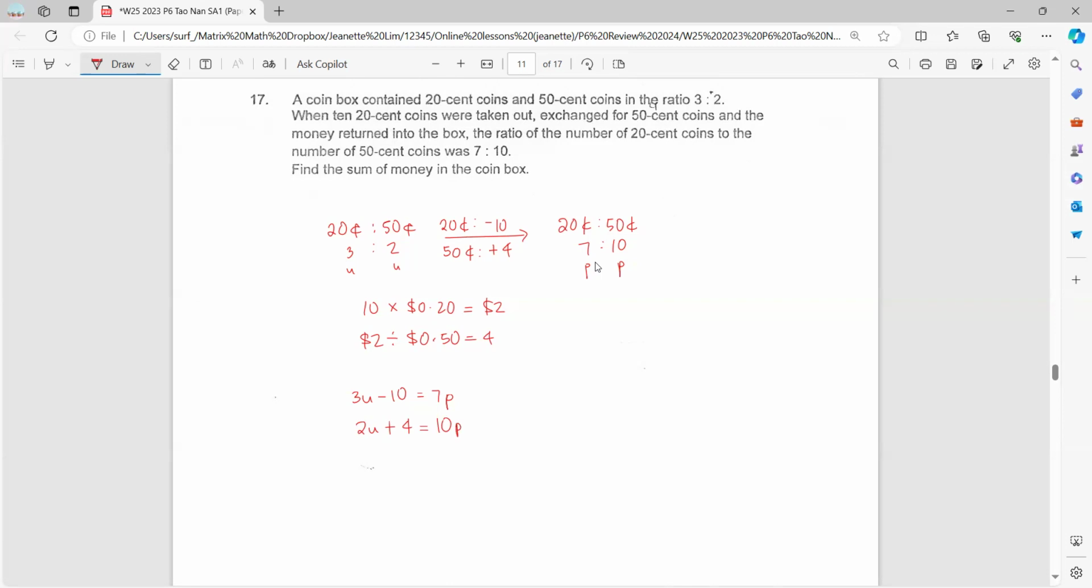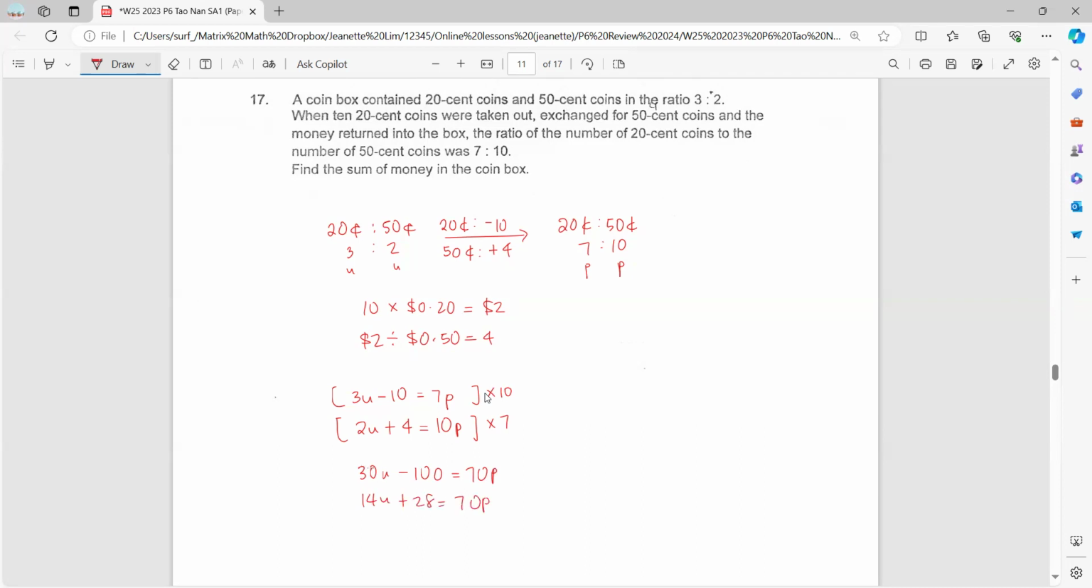From here, after forming two equations, you need to make either units or parts the same. But since parts are already on one side, let's make parts the same. Common multiple of 7 and 10 is 70. So this one here, I need to multiply by 10, and this equation here, I need to multiply by 7. So what do we have? The first one, multiplied by 10, gives 30u minus 100 equals 70p. Next one, I have 14u plus 28 equals 70p.